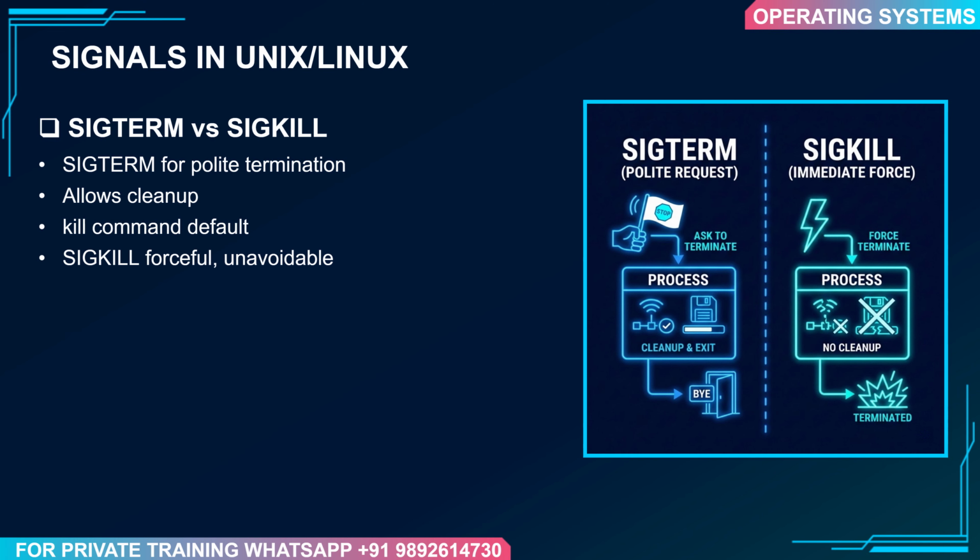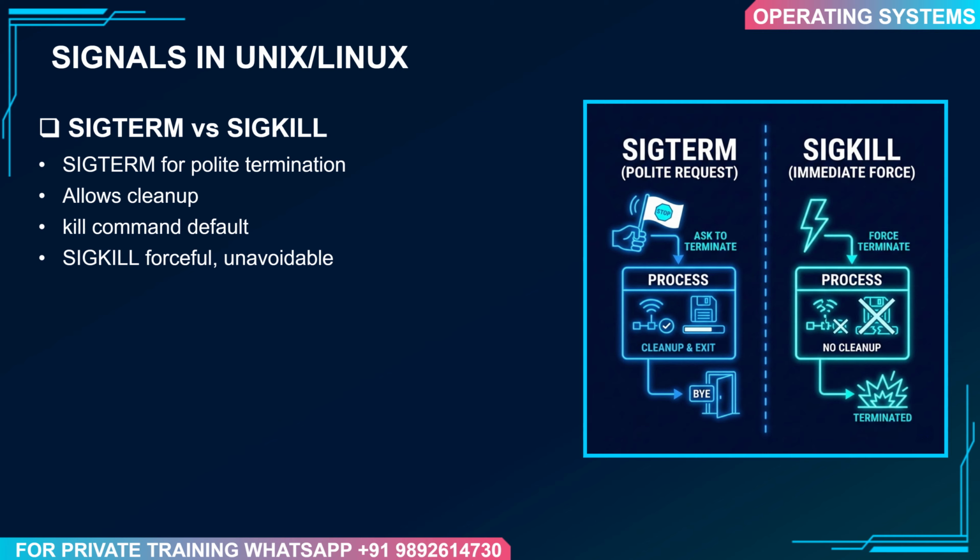Another common signal is SIGTERM. This signal is used to politely ask a process to terminate. When you use commands like kill without extra options, you are usually sending SIGTERM. The idea is that the process gets a chance to clean up before exiting. For example, a server process might close network connections or save data before shutting down.